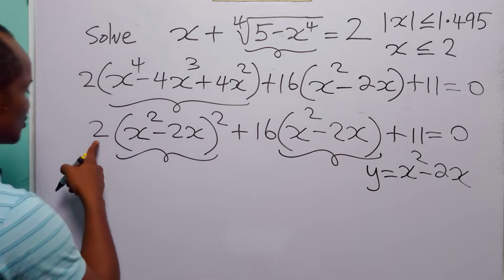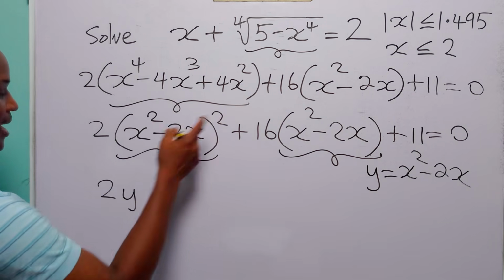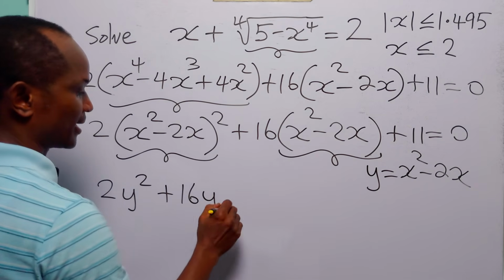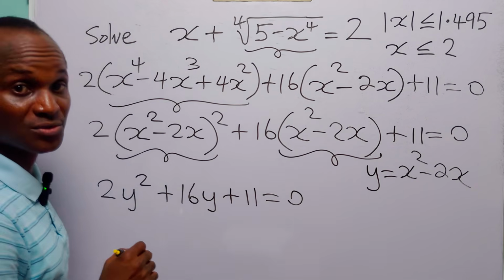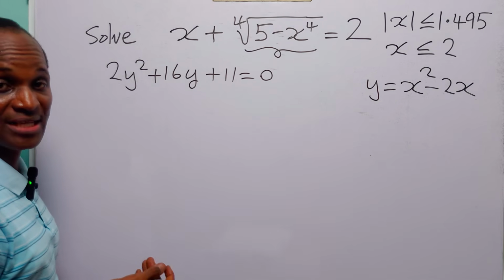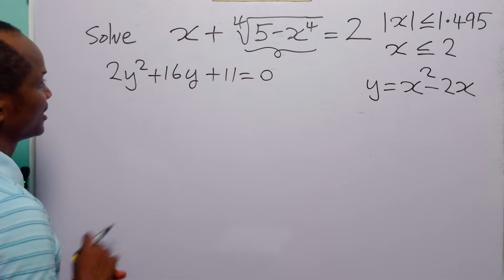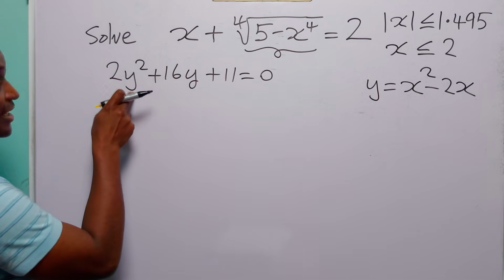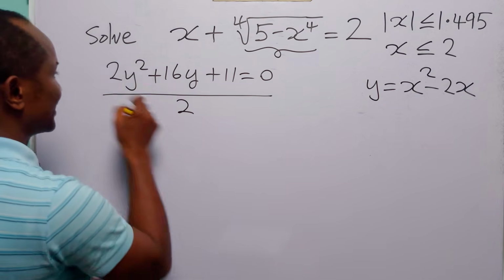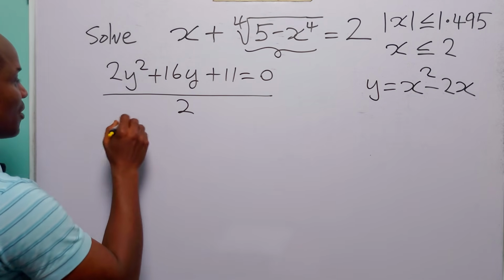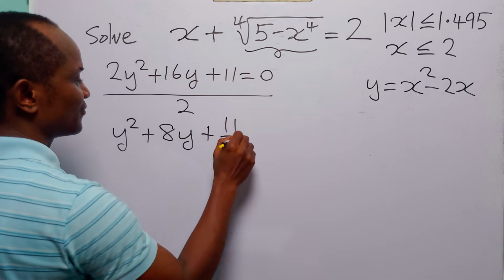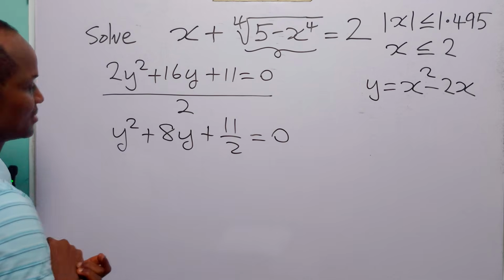Then we can write this equation as 2y squared plus 16y plus 11 is equal to 0. Now we cannot solve this quadratic equation by factorization, so let us complete the square. First of all, we have to make sure that the coefficient of y squared is 1. So we divide through this equation by 2. When we do that, we have y squared plus 8y plus 11 over 2 is equal to 0.